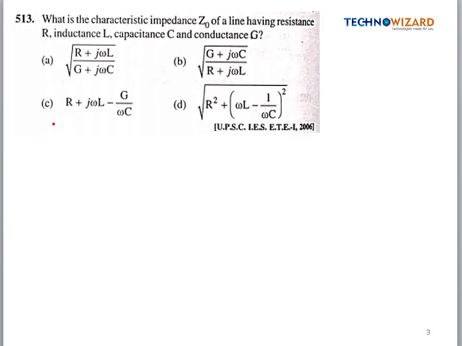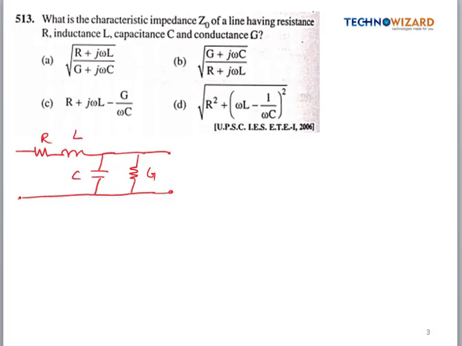So we know that a transmission line is represented like this: this is R, this is L, and in parallel we have C and the conductance G. This is the electrical equivalent model of a transmission line. Okay, so this is R, L, C and G. Now we have to find out the value of the characteristic impedance.